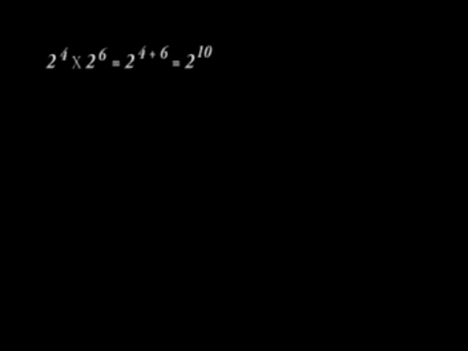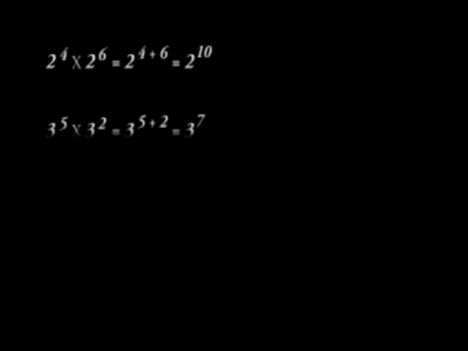Laws of indices. Rule 1. Multiplication. When index numbers with common bases are multiplied, we simply add the indices or the powers. That is, 2 raised to power 4 times 2 raised to power 6 is the same as 2 raised to power 4 plus 6, which is 2 raised to power 10.